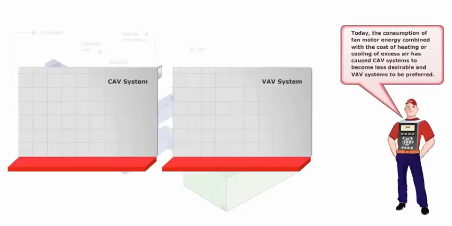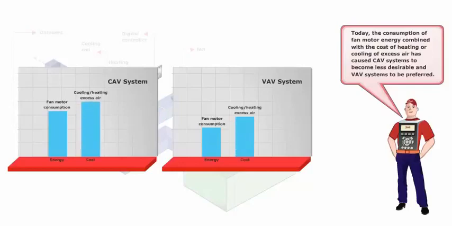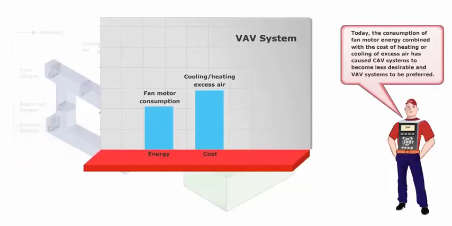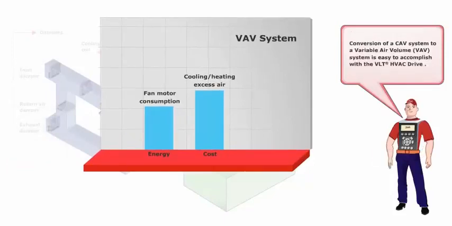Today, the consumption of fan motor energy, combined with the cost of heating or cooling of excess air, has caused constant air volume systems to become less desirable, and variable air volume systems to be preferred. Conversion of a CAV system to a variable air volume system is easy to accomplish with a VLT/HVAC drive.